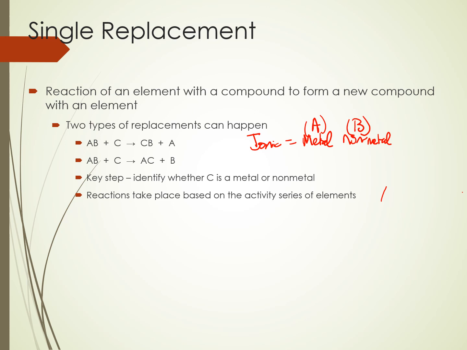In the second scenario, if you notice, C is replacing B because I'm getting AC, so I know that in the second equation, C has to be a metal for this one to replace B, and I'd have a new nonmetal that would get created in the process.